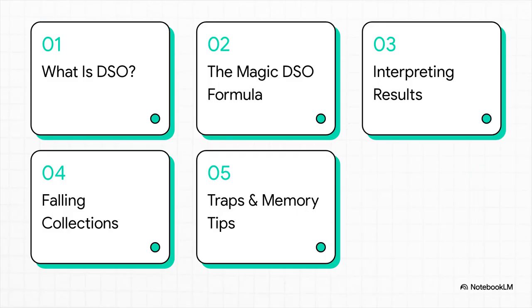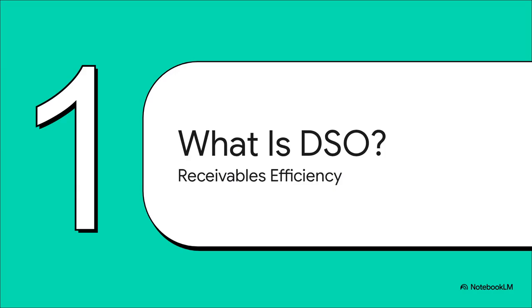So here is our game plan to get you totally exam ready. 1. What is DSO? 2. The magic DSO formula. 3. Interpreting your DSO results. 4. Scenario, falling collection periods. And finally, 5. Exam traps and memory tips. All right, let's kick things off with Section 1.